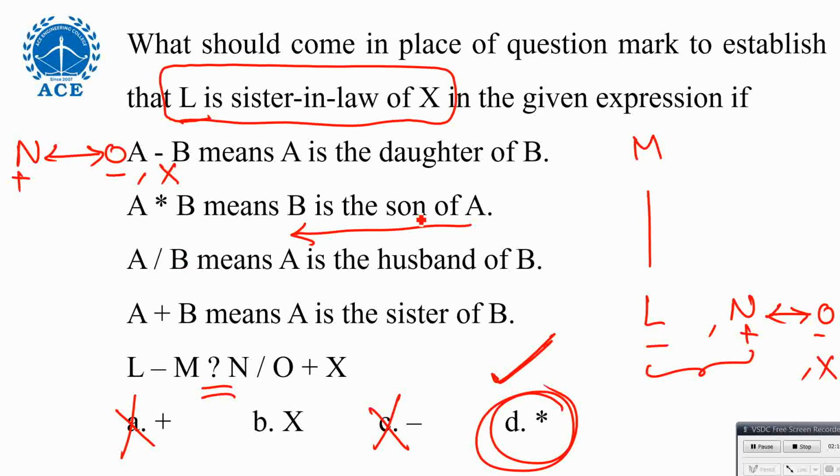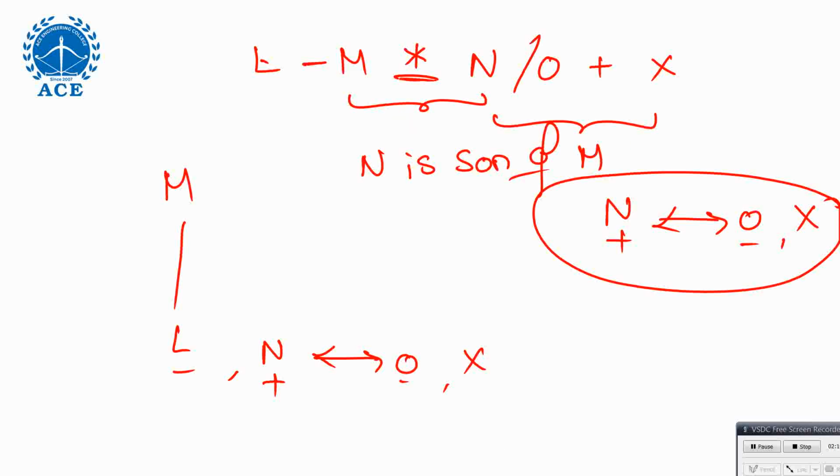Star they given in reverse. A star B means B is son of A. Remaining all are defined from A to B: A is daughter of B, A is husband of B, like that. But this is the only option which is giving B to A. So here definitely M star N means N is son of M.